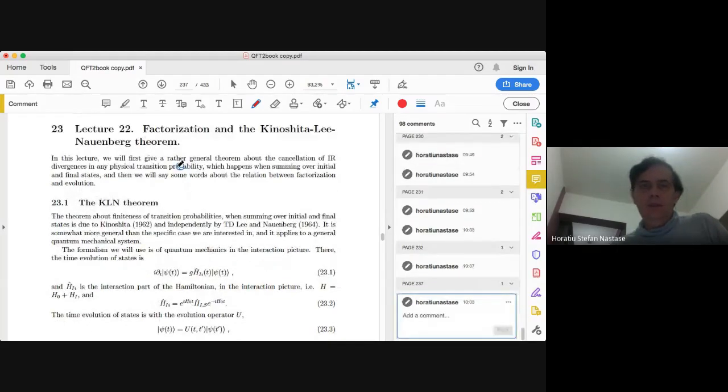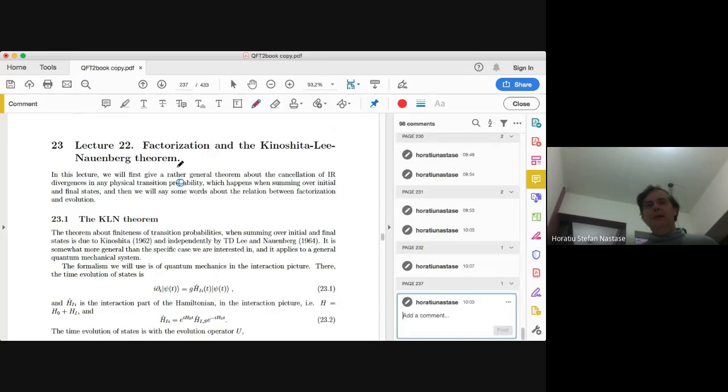All right. So today I want to describe for you... So I will finish with the analysis of infrared divergences, and I want to describe to you the Kinoshita-Lee-Nauenberg theorem, or KLN, that says that there are no infrared divergences in physical transition probabilities in general in quantum mechanics. And at the end, we will also see a connection between factorization and evolution.